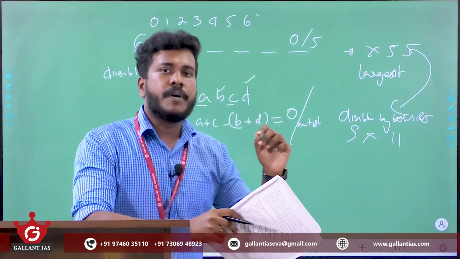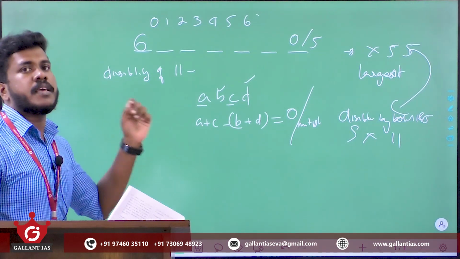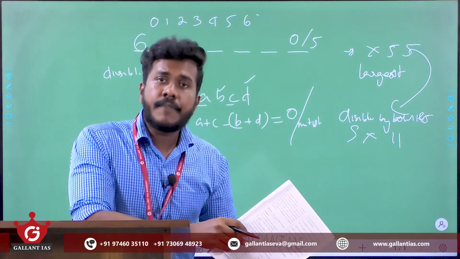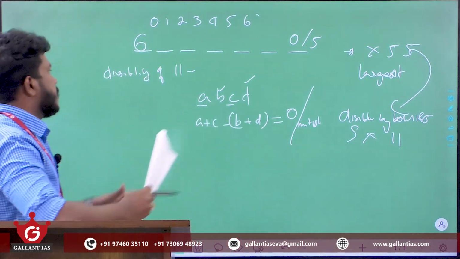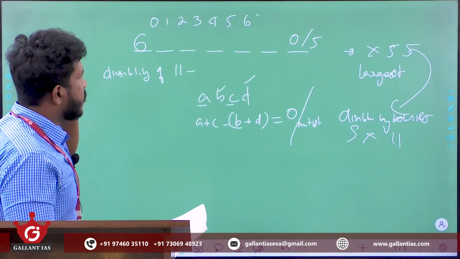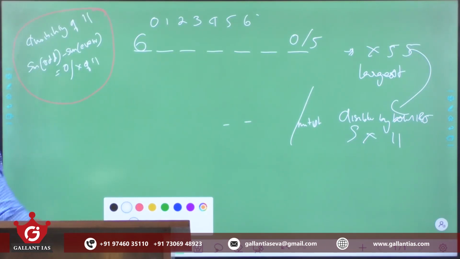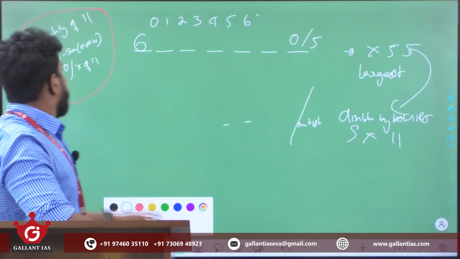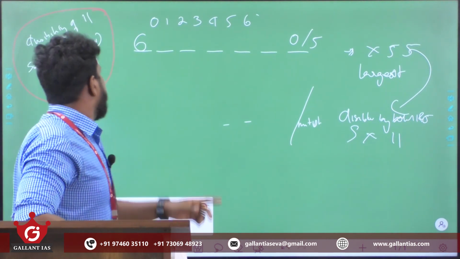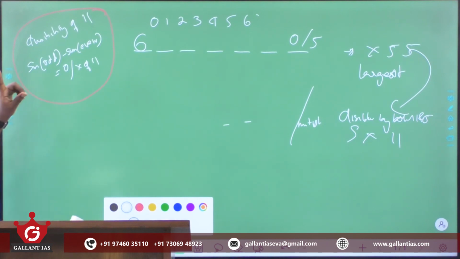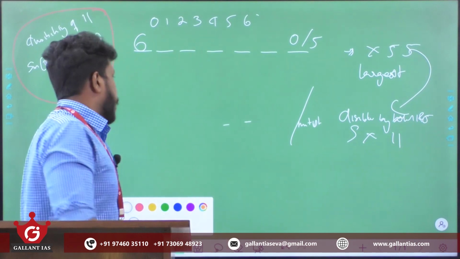That means if a given number is divisible by 11, then the sum of the digits in the odd places minus the sum of the digits in the even places, their difference should be either 0 or a multiple of 11. So please keep that condition in your mind. And now let us solve this question. Okay, so look here. The divisibility of 11 is the sum of the odd minus the sum of the even. Either the number should be 0 or it should be a multiple of 11, right?